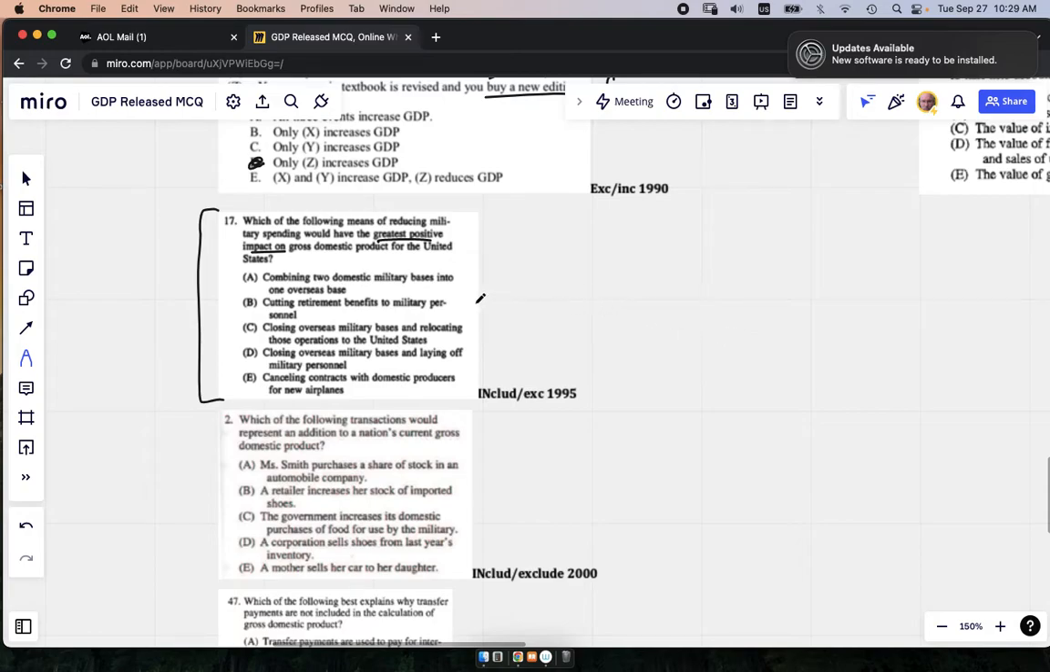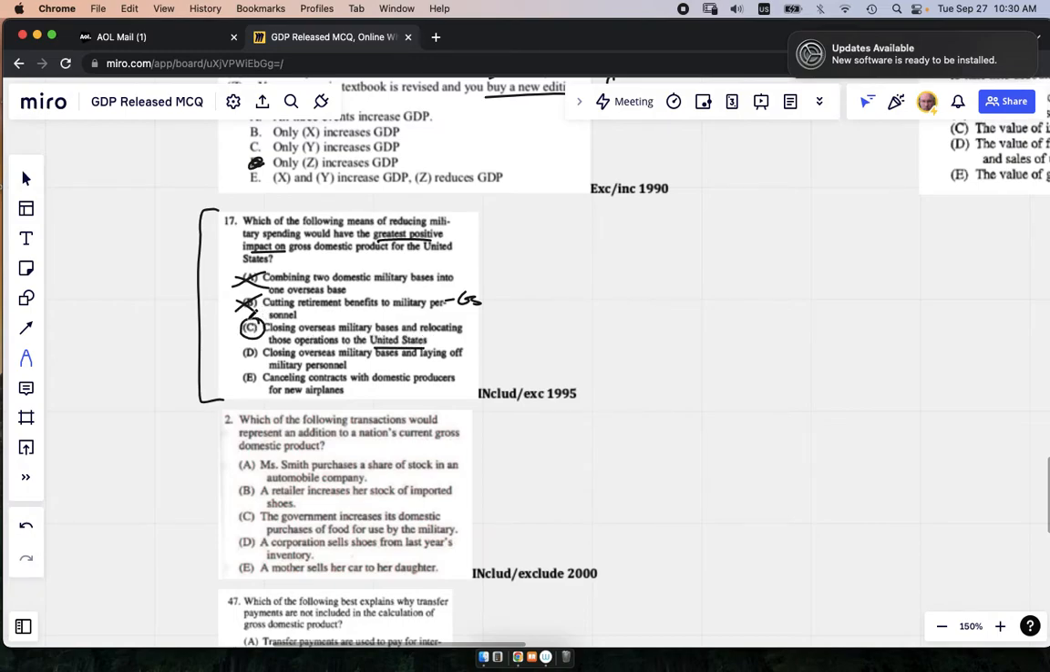All right. A, if we combine two military bases and moved them overseas, well, think of all that government spending going overseas and it's not in our country. If it's not in our country, it can't be increasing our GDP. Think of all the consumption that would have gone on in a foreign country; that overseas base would not have improved our GDP. Cutting retirement benefits, the government would be spending less, so that would be a reduction in GDP.